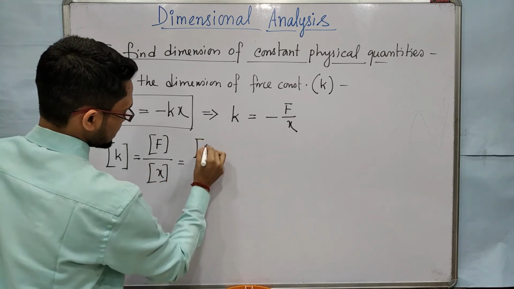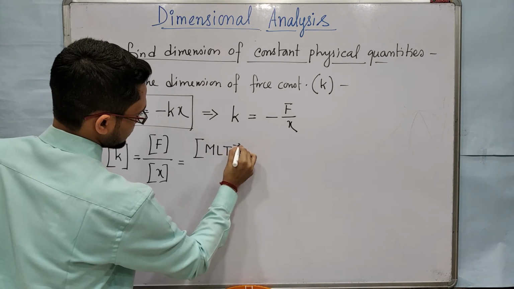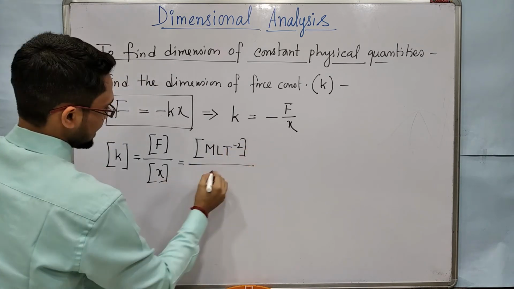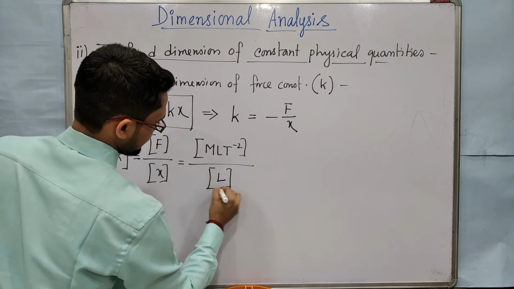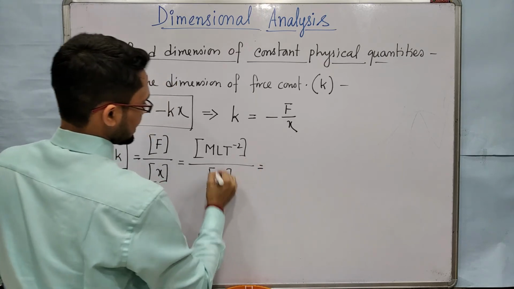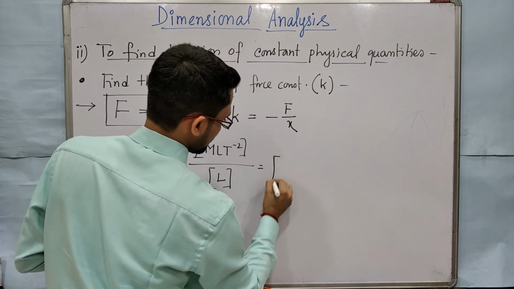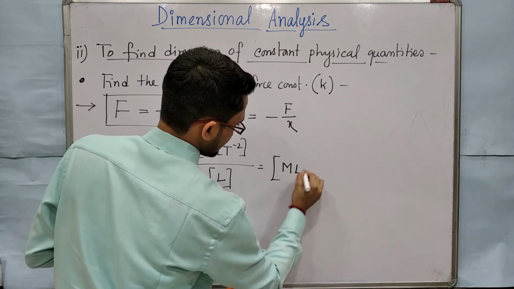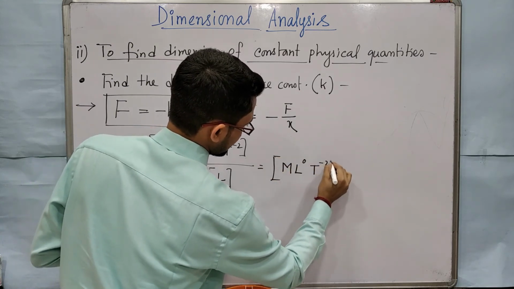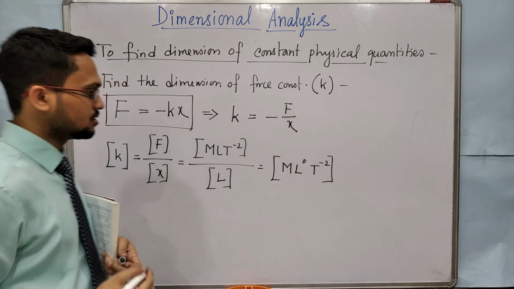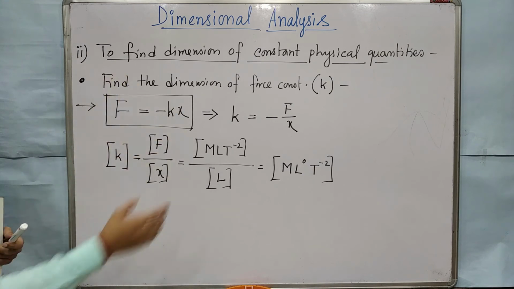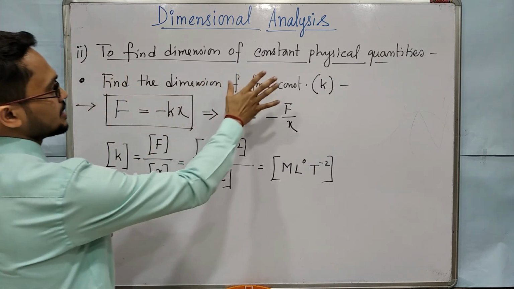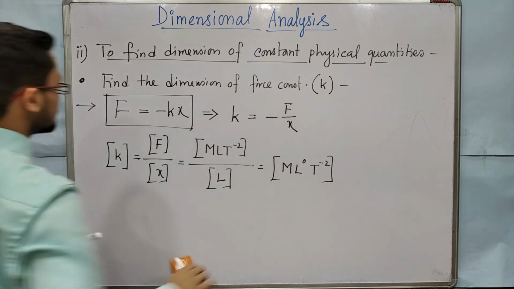Dimension of F, that means force, is M L T to the power minus 2, and x is a distance from the mean position, so L. So L cancels out, no L. No L means L to the power 0. Okay, no L means L to the power 0. So in this way you have to derive the dimension of constant physical quantities.